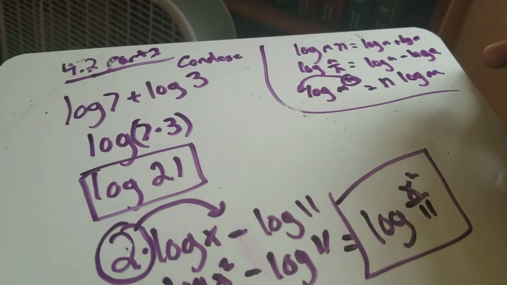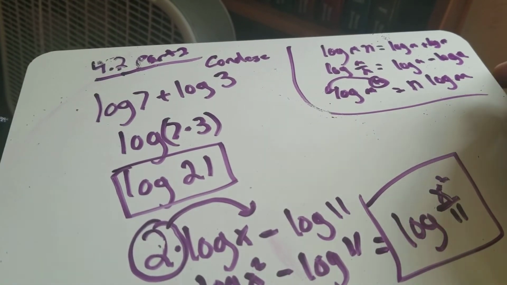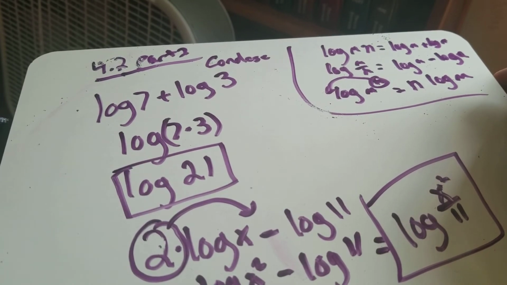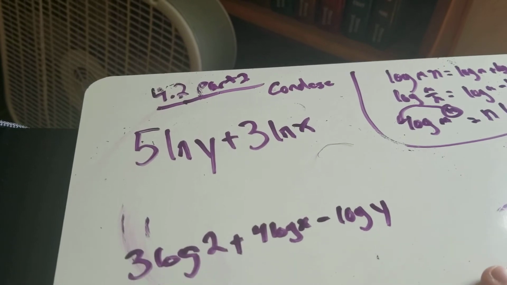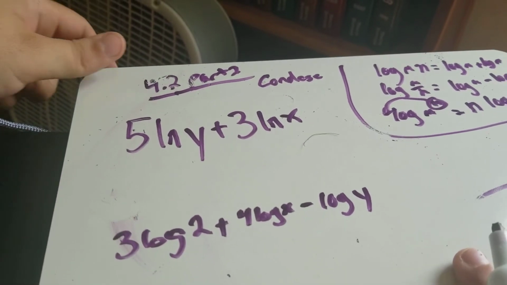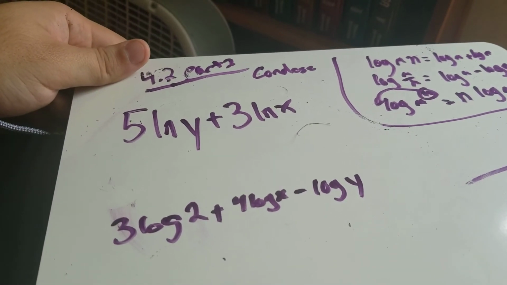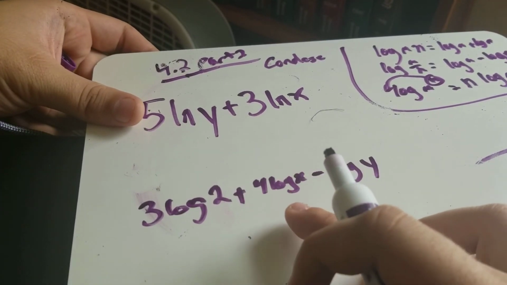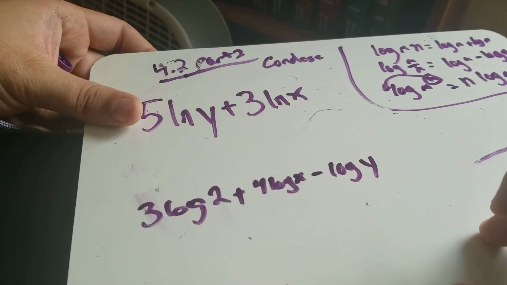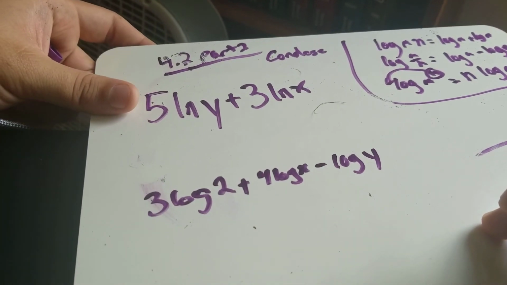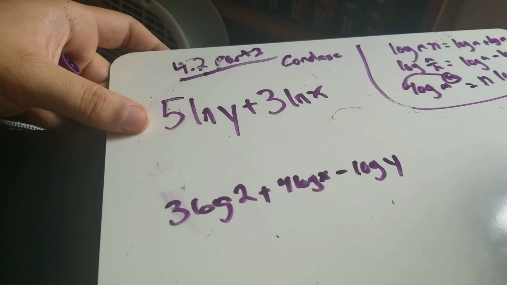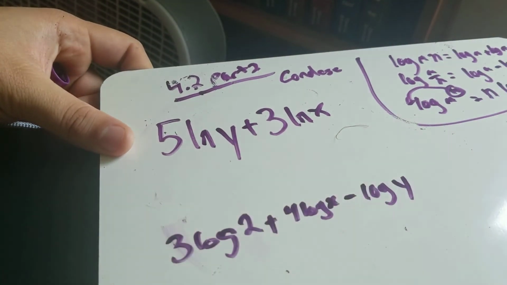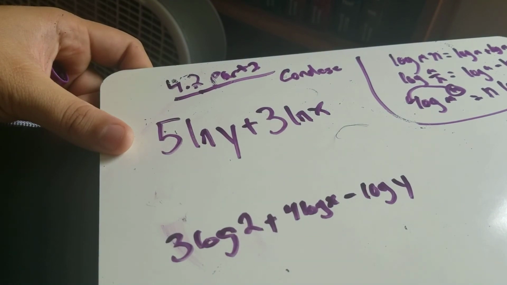Let's do two more condensed. Okay, so let's do another set. This is going to be 5 ln y plus 3 ln x. And then I'm going to do another one, 3 log 2 plus 4 log x minus log y. Okay, I'm going to do both of these and then the end of our video. All right, so let's do the top one. So 5 ln y plus 3 ln x.